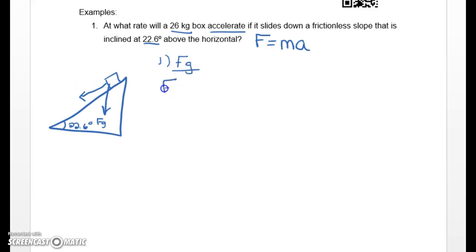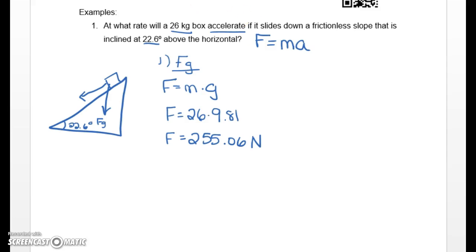So your force of gravity is equal to your mass times the acceleration due to gravity. So the mass of this box is 26, and the acceleration due to gravity, assuming we're on Earth, is 9.81. If you plug that into your calculator, you should get 255.06. And if you want to include units, you don't have to until the very end, but for force it is newtons.